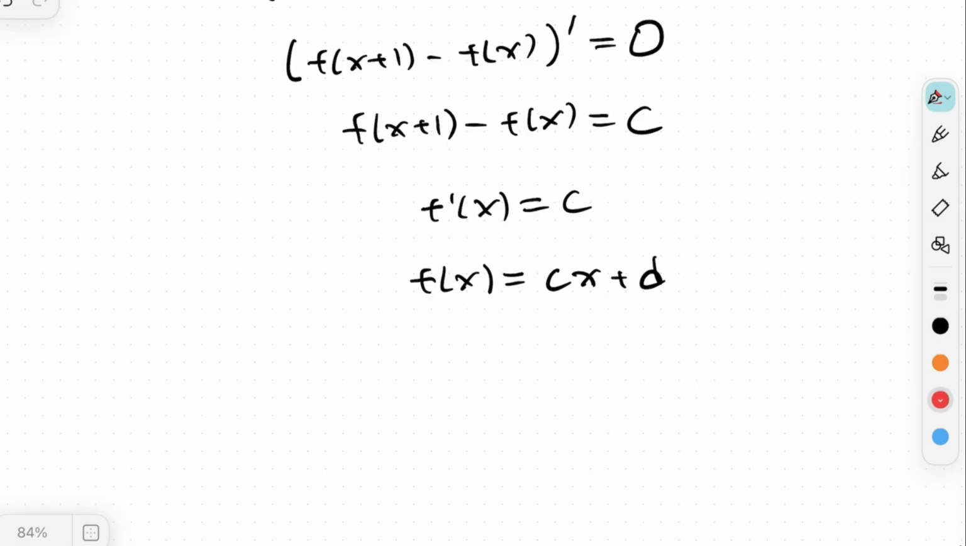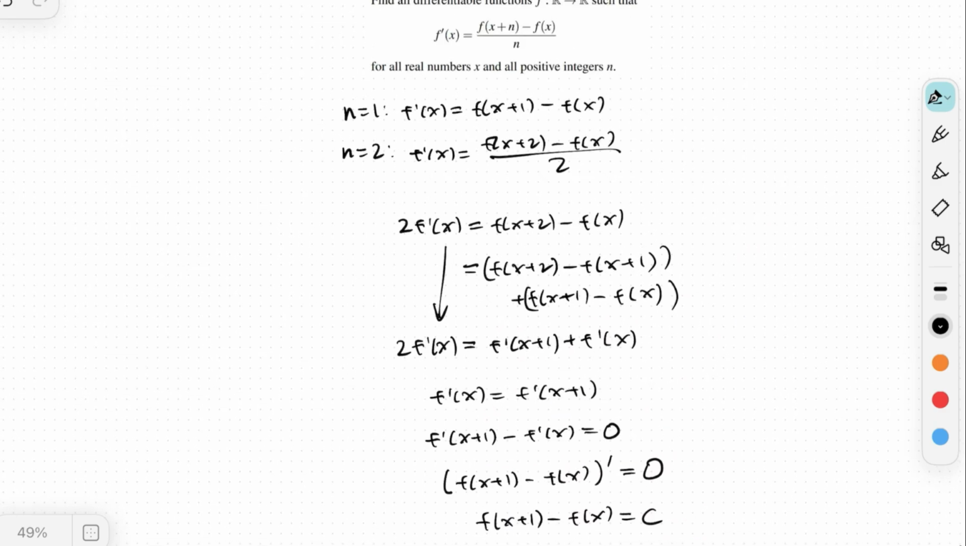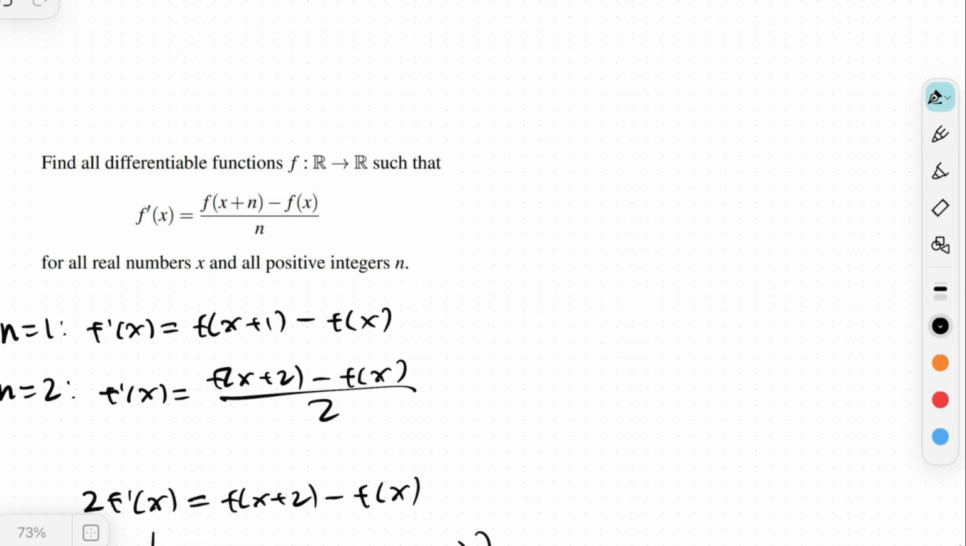So right now, we can tentatively say that this is our solution, and I say tentatively because, with functional equations, you always have to plug it back in to see if it actually works, right? Because not all solutions might necessarily work, so you have to plug it back in to check.